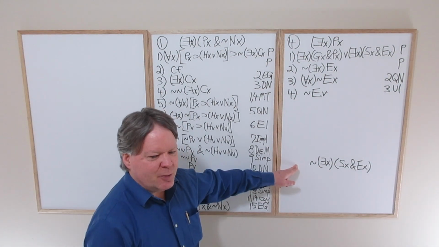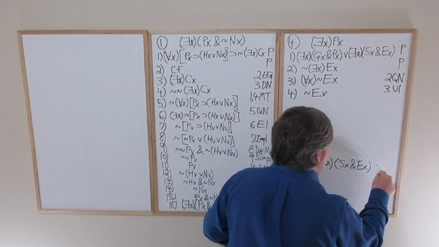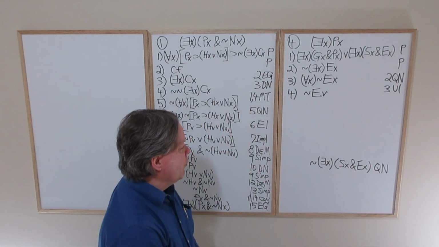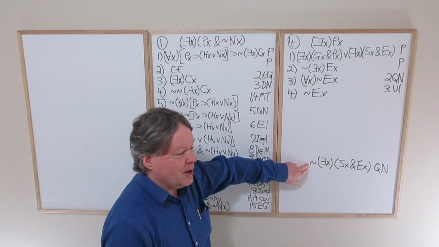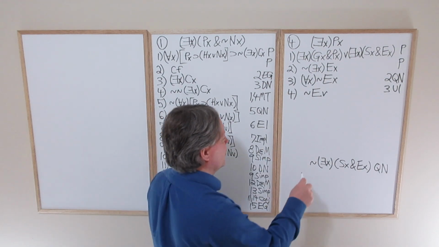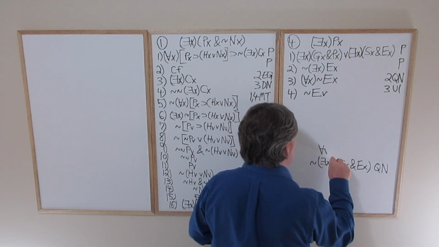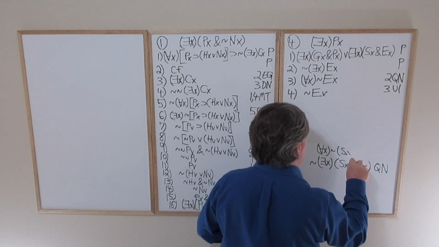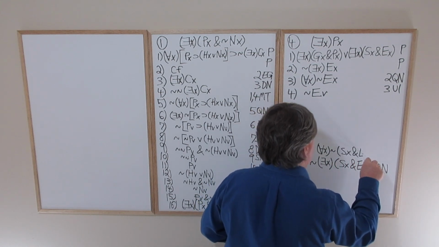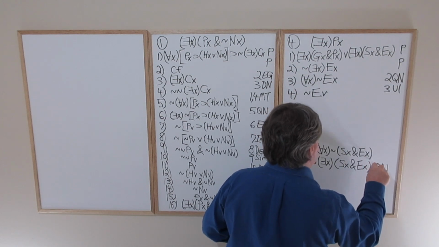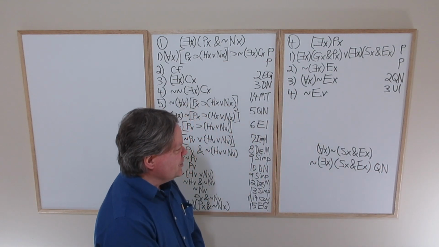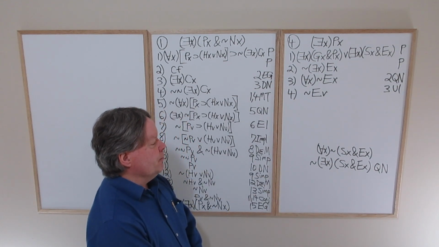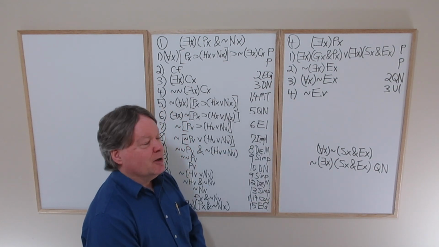We're not going to get it by EG. Well, we can get it by QN. What sentence would we need to have to get this one by QN? We would need this sentence. If we could just get this sentence, then we could get this one by QN. How are we going to get this sentence?